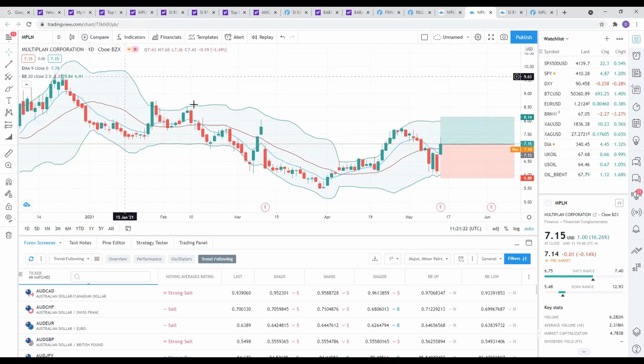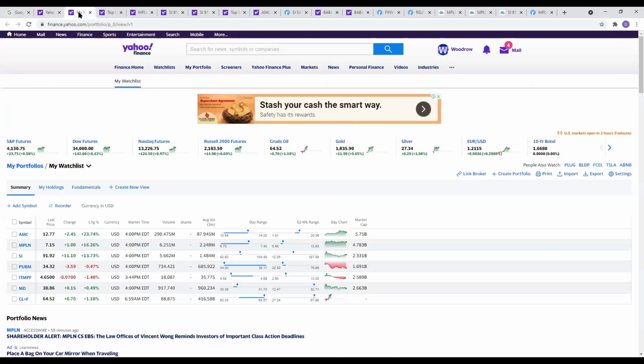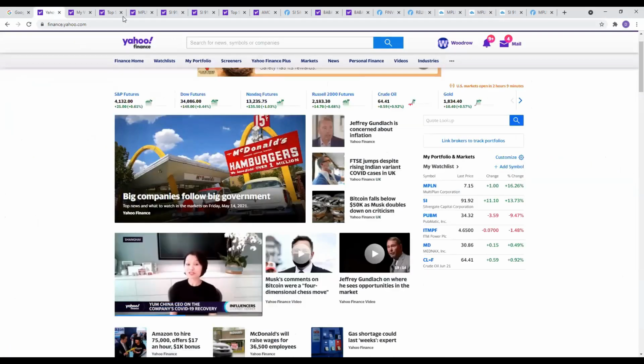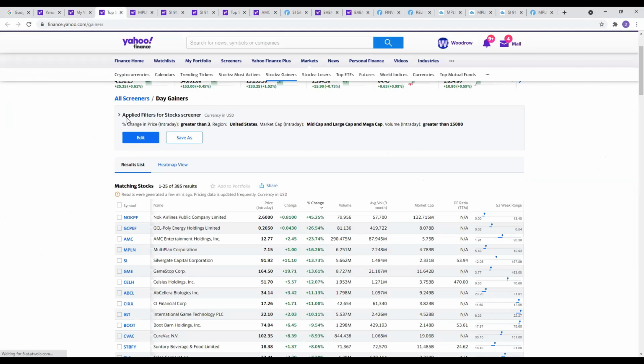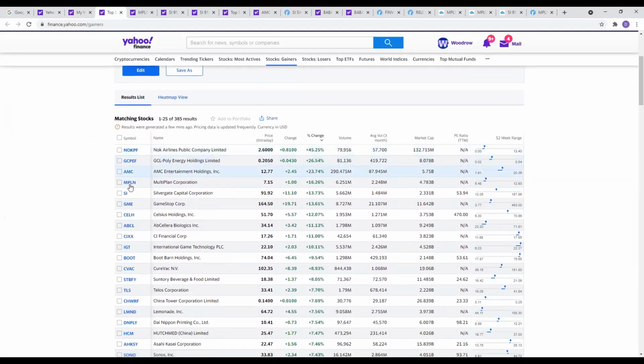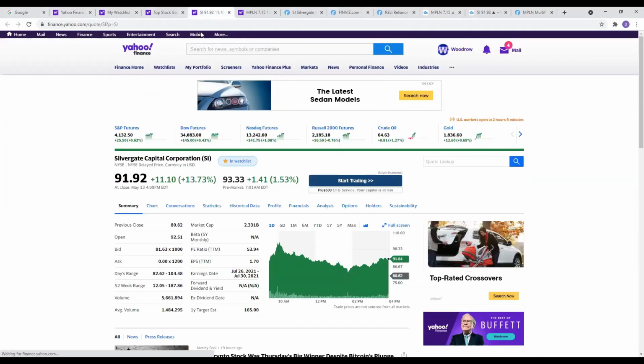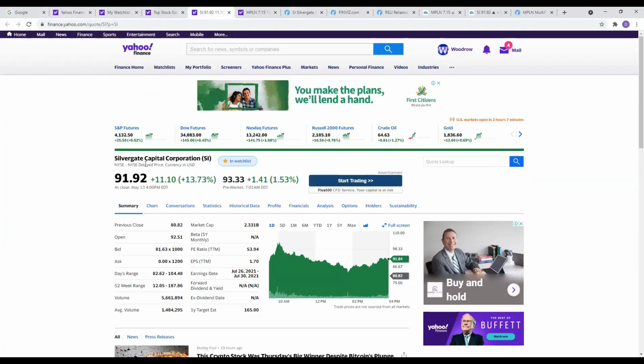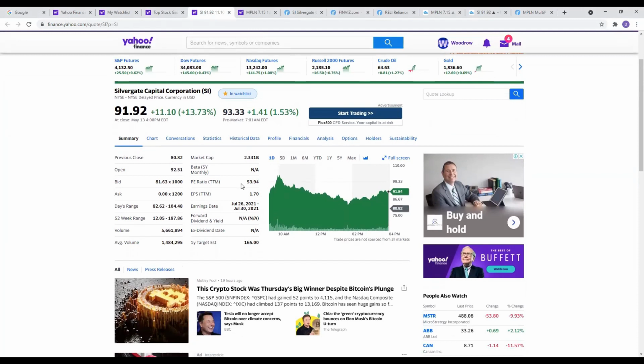So this is one stock I'll be interested in trading for today. So the next stock we can look at is SI, Silvergate Capital Corporation. This stock is up by 13%. Let's look at the stock. Silvergate Capital Corporation, the stock price is going up.